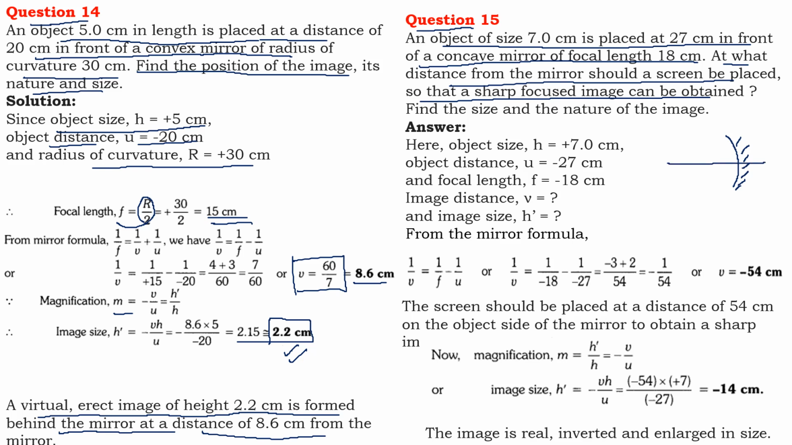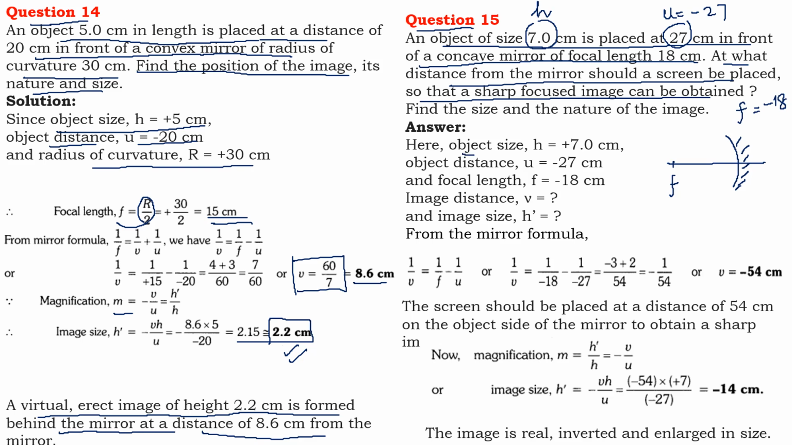And then the size of the object is 7 cm. 7 cm is the height of the object, and it is placed at 27 cm, so u is minus 27 cm. In front of the mirror the focal length f is 18, so f will be minus 18 because it is a concave mirror. Now they are asking at what distance from the mirror should a screen be placed so that a sharp focused image can be obtained.